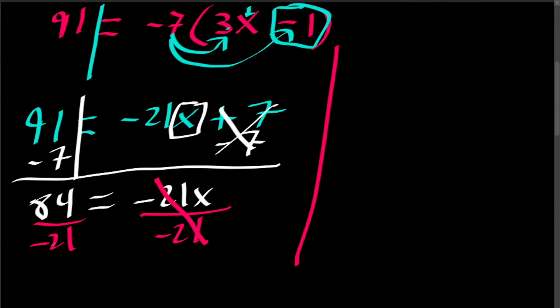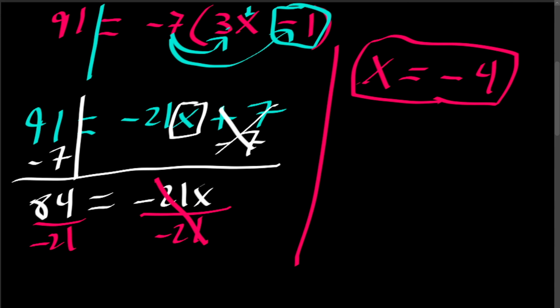84 divided by negative 21. First of all, we know that, and I can switch this around and say x equals because it's not going to change anything. First of all, a positive divided by a negative is a negative. 84 divided by 21 is going to give me 4. So x equals negative 4.